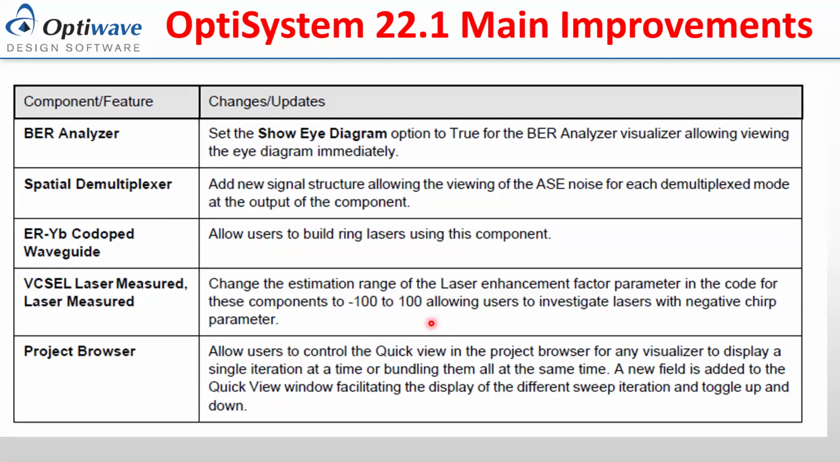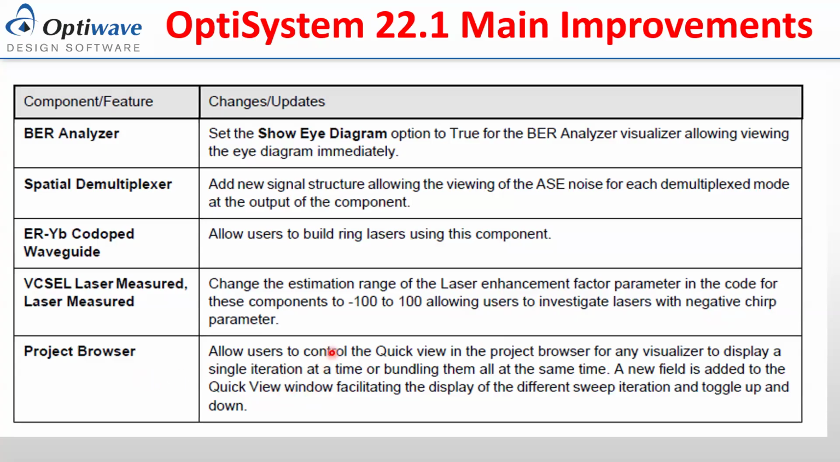For VCSELs, we now allow users to manipulate the chirp in a negative way, not only positive, by changing the range in the component. And we will have a webinar jointly with Corning on June 11th to talk about this feature, about how the chirp can be controlled and managed and how it affects the performance of the system.